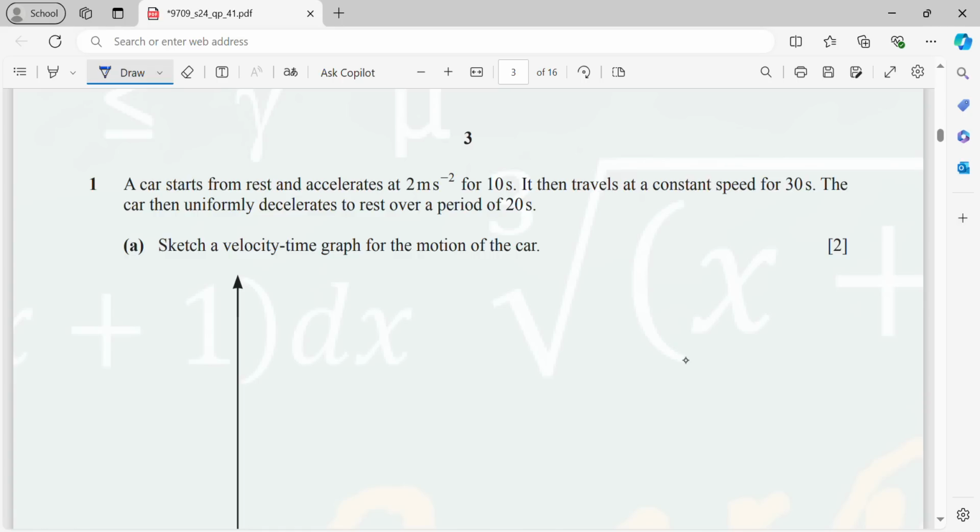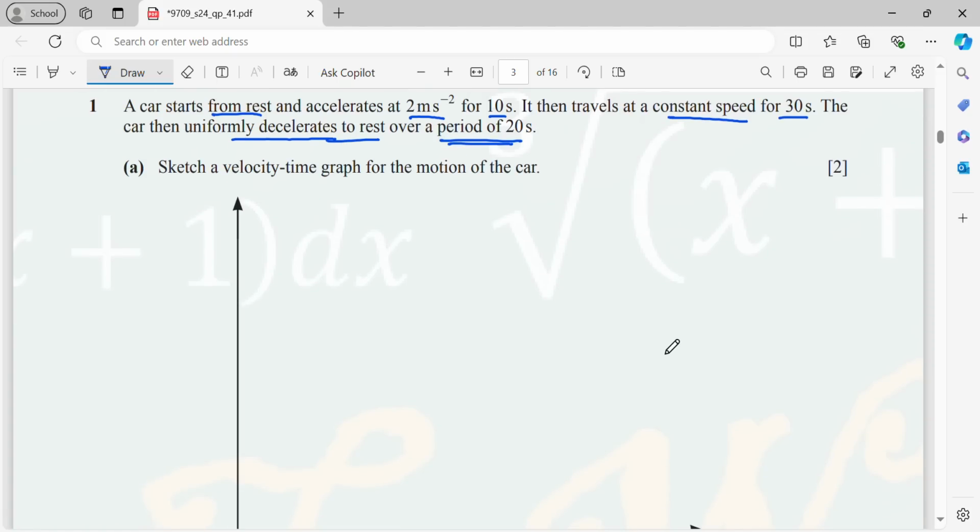Okay, question number 1. A car starts from rest and accelerates at 2 meters per second squared for 10 seconds. It then travels at a constant speed for 30 seconds. The car then uniformly decelerates to rest over a period of 20 seconds. Now the first part is: sketch a velocity-time graph for the motion of the car.